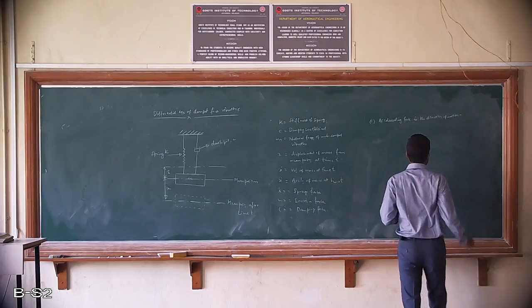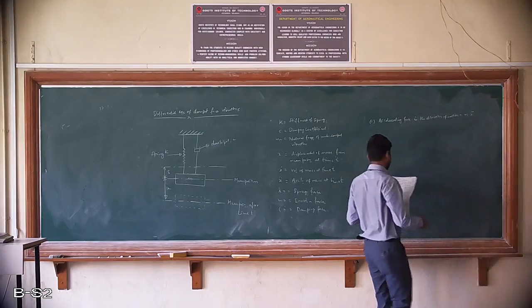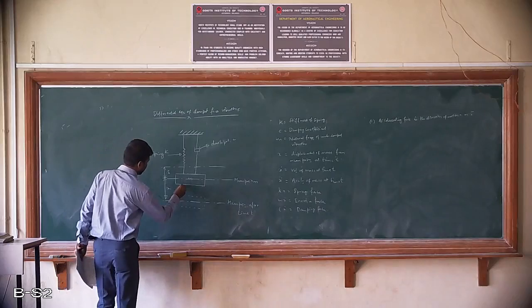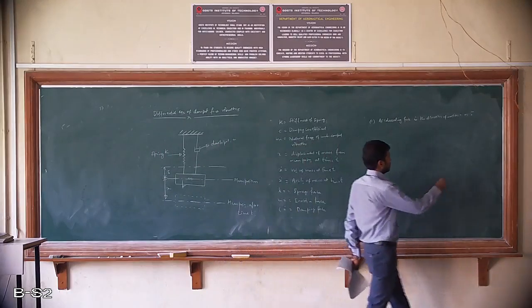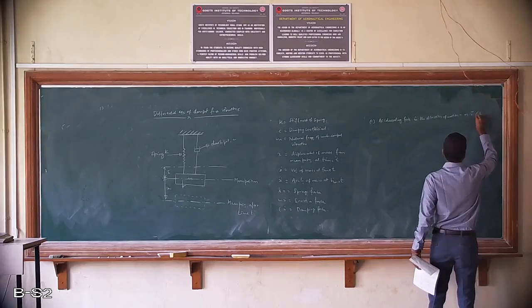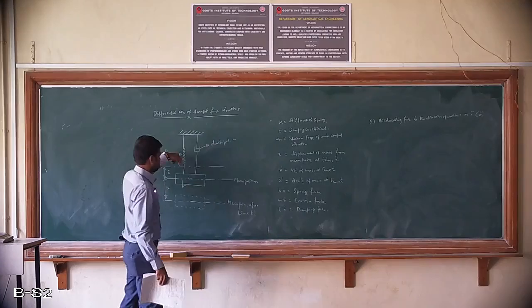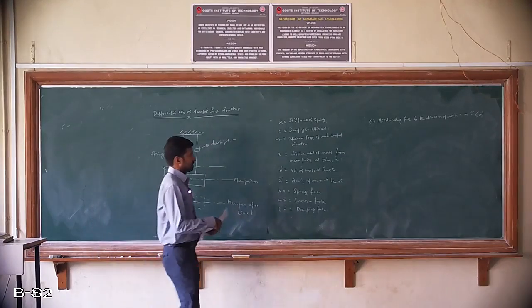So which is nothing but m into d square x, m into x double dot. The accelerating force will be acting in the downward direction, so I can show it here in the downward direction. Accelerating force in the direction of the motion. The direction of the motion is nothing but the downward direction, and that is mx double dot.